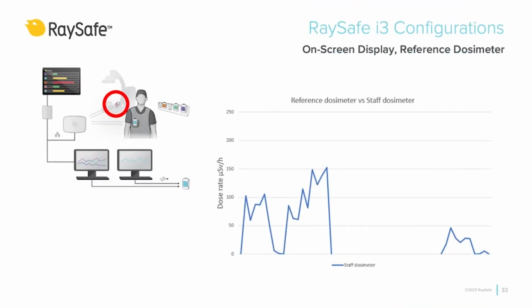Let's talk a little bit more about the reference dosimeter. It is placed on the X-ray machine. It is not shielded in any way, meaning it will always register dose as soon as there is radiation. And this makes it possible to do other types of dosimeter data analysis.